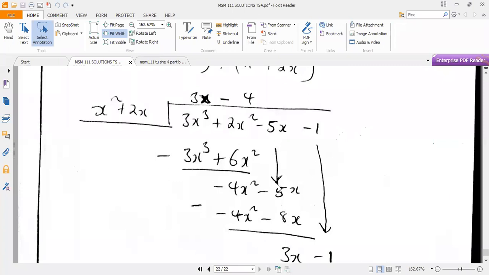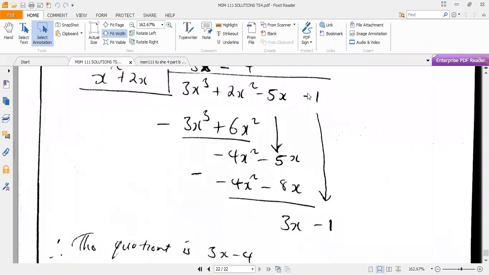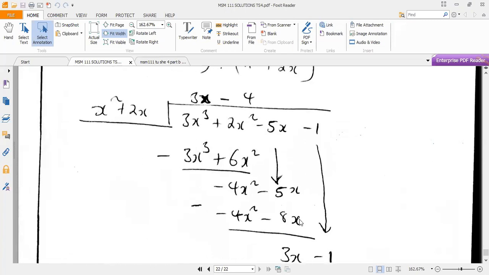When the 5 comes down here, we have negative 5x minus open negative 8x close, isn't it? So now negative and negative is positive. So it's negative 5x plus 8x, which is giving us positive 3x. The negative 1 will come down. You have 3x minus 1. Now the power for this guy is 1, but the one we're dividing is power 2. So it means we can't go further with the division.